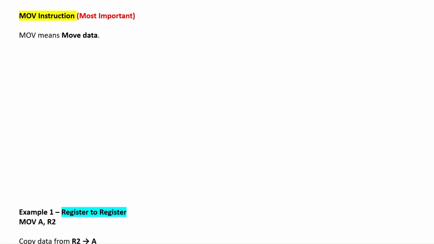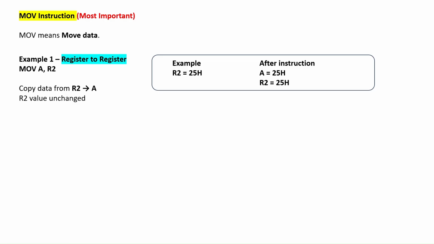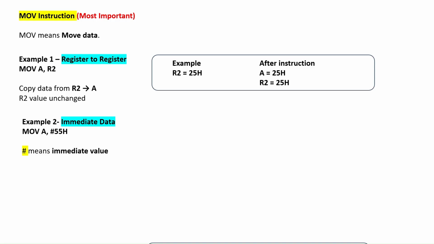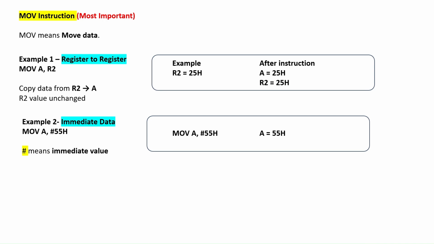MOV instruction. The most commonly used data transfer instruction in the 8051 is MOV. MOV simply means move data from source to destination. Example: MOV A, R2. Here the data in register R2 is copied into the accumulator. Immediate data transfer. We can also move immediate values directly into registers. Example: MOV A, #55H. The symbol # indicates immediate data. So this instruction loads the value 55H directly into accumulator A.